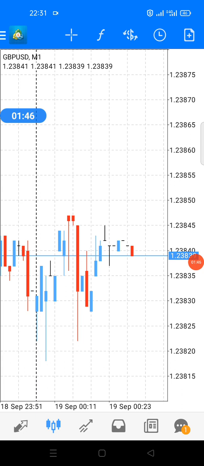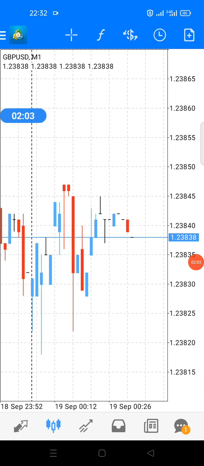Why are some big? Why are some small? Some are big due to news. Some are small because there was little or no movement in the market, due to a few number of people in the Forex market.